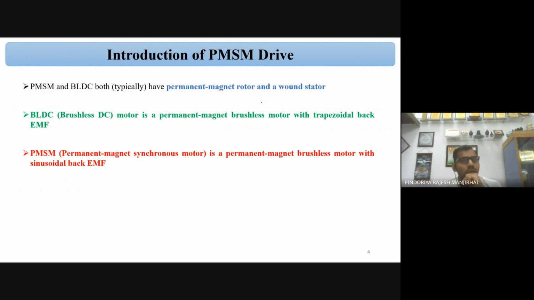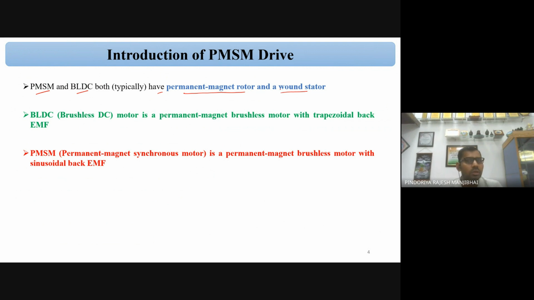So, introduction of the PMSM drive. As you know, PMSM and BLDC both are brushless DC motors. PMSM stands for permanent magnet synchronous motor and BLDC stands for brushless DC motor. Both have a permanent magnet rotor. On the rotor side there is a permanent magnet, and the stator is a typical wound stator, the same as the induction motor stator, but a little bit different in the stator winding.